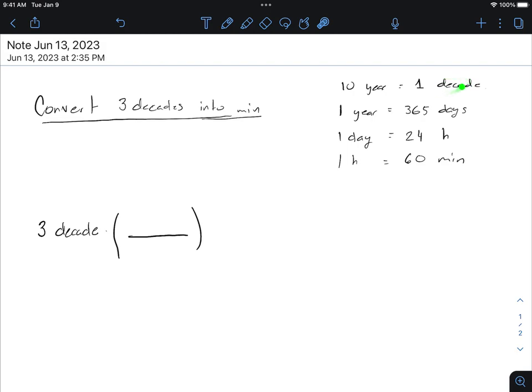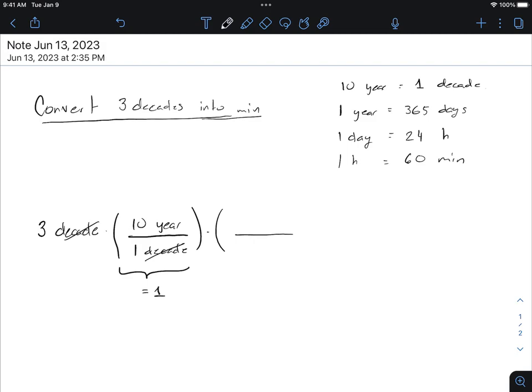I want decade in the denominator. So 1 decade, and in the numerator, I have 10 years because 10 years is 1 decade. That means that this is the number 1. So decade cancels decades. Now I have something in years. I don't want years, so let's go from years to days.